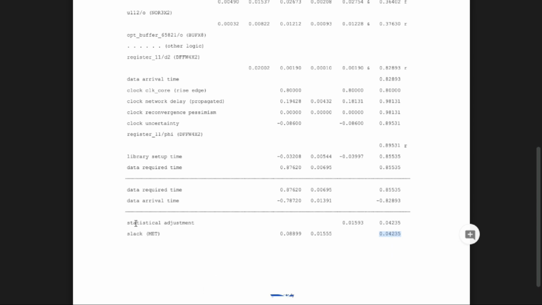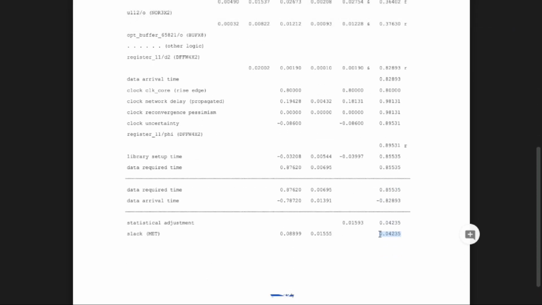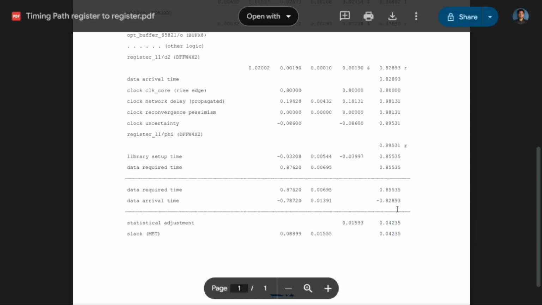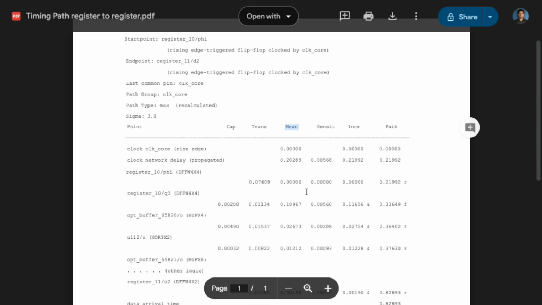Remember one thing, this is very important for you to understand: the final slack is never calculated from the final values of these two values. It's always calculated from the mean and sigma. So in case of LVF or in case of POCV, the values will be calculated based on the POCV analysis, or in case of Cadence it's called SOCV. In this case it's basically subtracted from this value, 876 ps, which is a mean value.